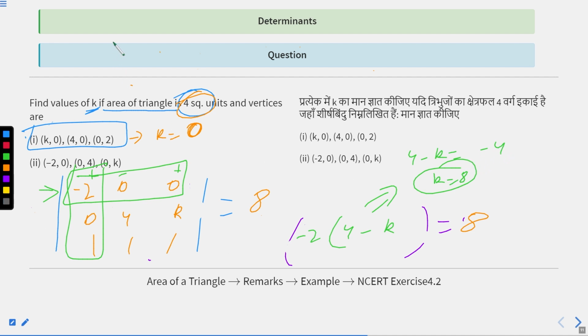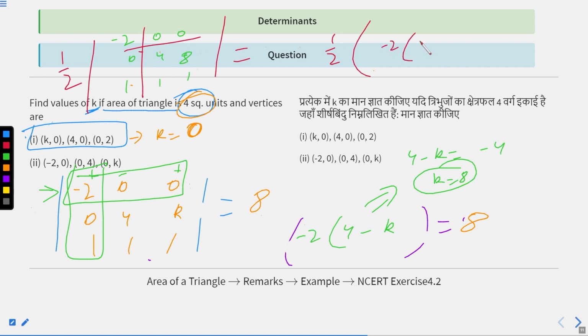Let us verify also. So the determinant has rows minus 2 0 0, 0 4 8, 1 1 1. Now the half of this determinant will be what? I am directly using it. This will be minus 2 multiplied by (4 minus 8). Okay, this will be what?